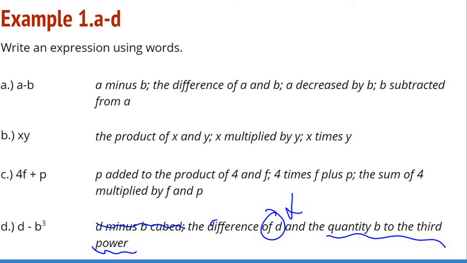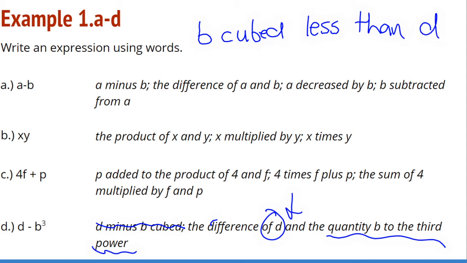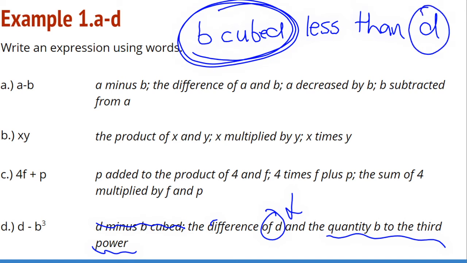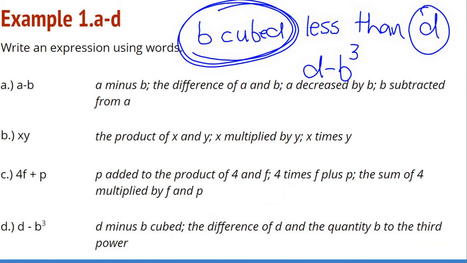This is where I really like the less than. B cubed less than D. By writing it this way, I'm saying that I'm going to do the cubing here. So I need B cubed on one side, and I've got the D on the other side, and I need less. So D minus B cubed less than D. And it's in situations like this that using this less than comparison can really provide some clarity.